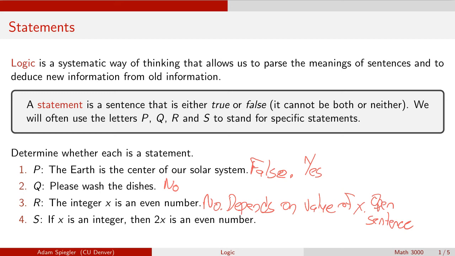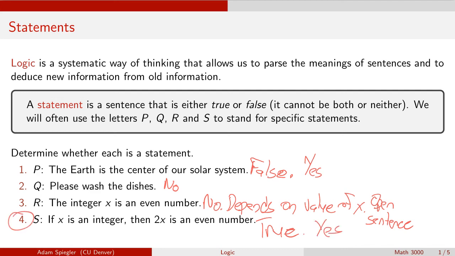In the last sentence here, if x is an integer, then 2x is an even number. Here, this is certainly a true statement, right? So no matter what integer we have, if we multiply it by 2, that means it is divisible by 2. So it would be an even number. And so since this is true, and we can determine that it's always true, then this is indeed a statement.